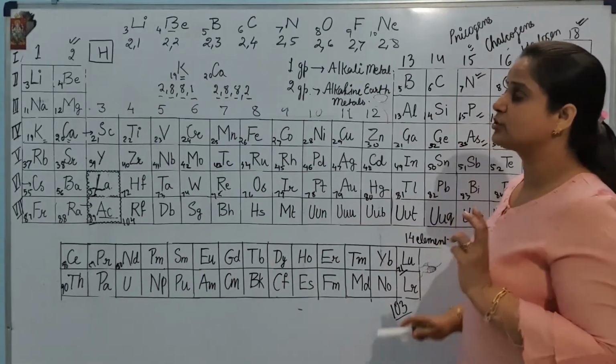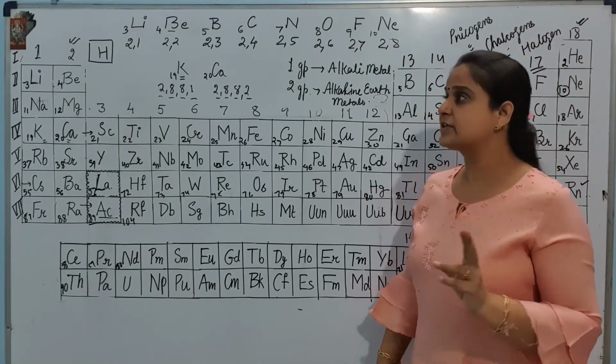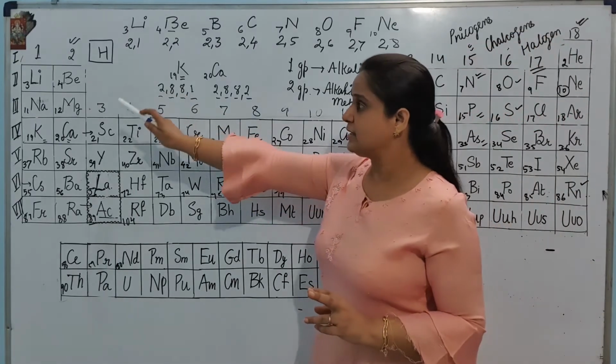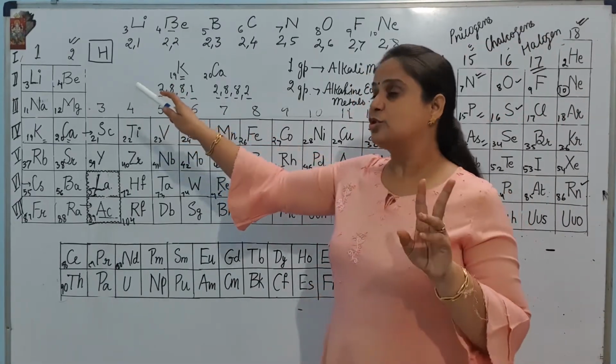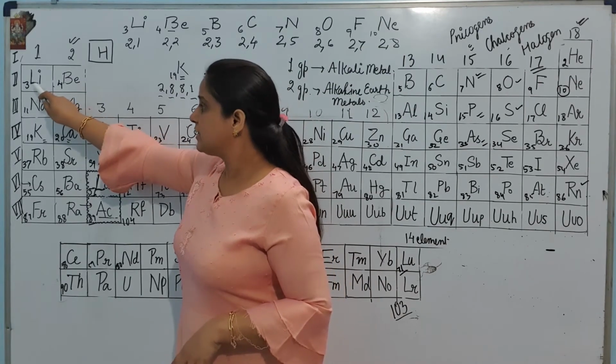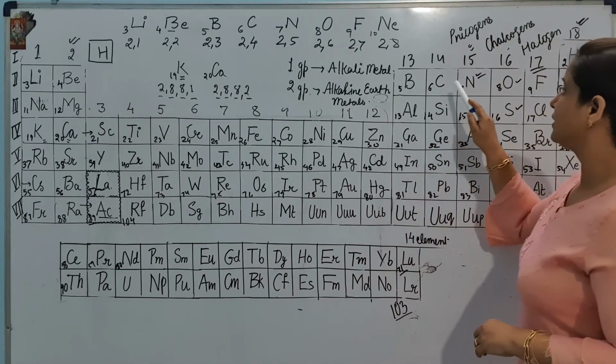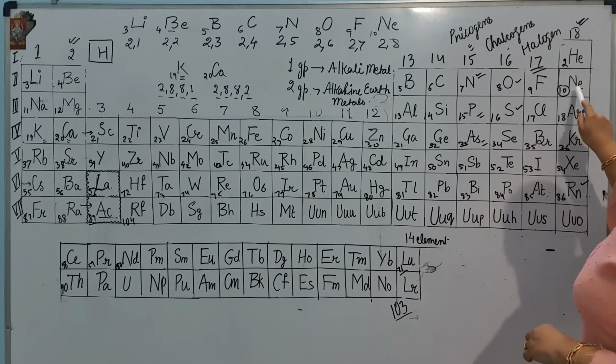Hydrogen and helium both have only one shell, that is why they are in this first period. After that, lithium has two shells, that is why it is kept in the second period. And after lithium, we see beryllium and then boron, carbon, nitrogen, oxygen, fluorine and neon.